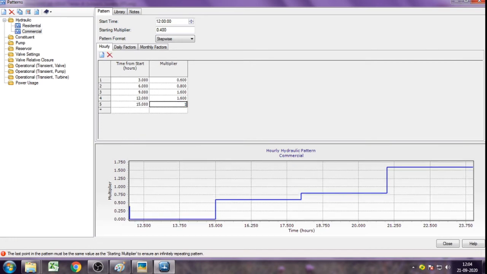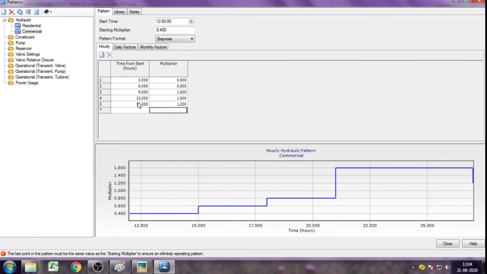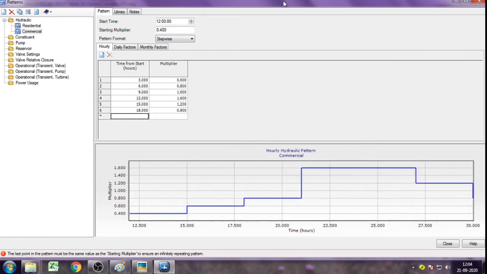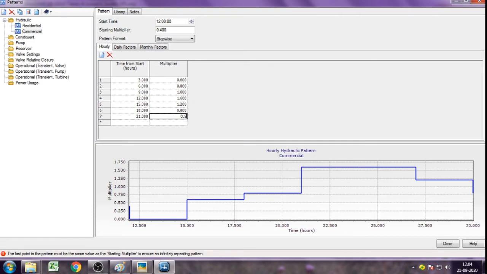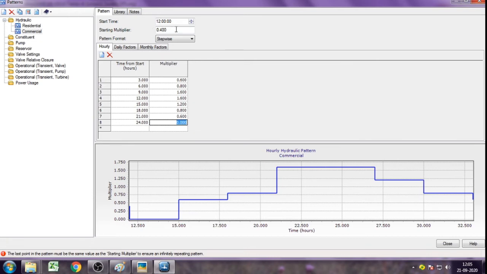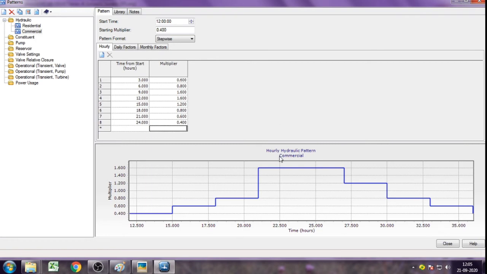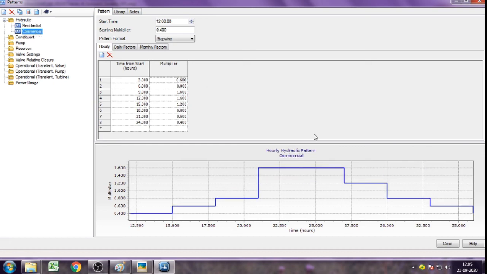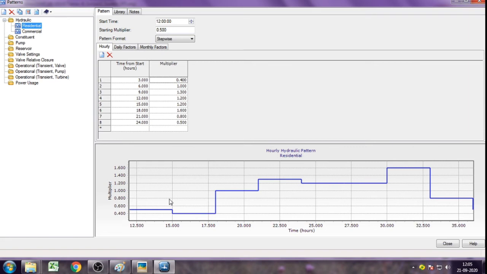15 hours, 1.2. So in the commercial case we see that in the afternoon time the water requirement is more, and as we approach evening and night time it will again decrease. It is 0.6, and for 24 hours it will be the same as the starting multiplier 0.4, because we have to complete the cycle and complete the loop. Okay, so you can see the graph has been plotted, and if you compare this graph with the residential graph, you can clearly identify which is residential and which is commercial. In commercial the afternoon requirement will be more, and in residential the morning and evening requirement will be more.